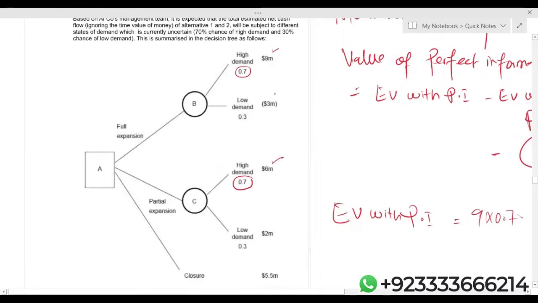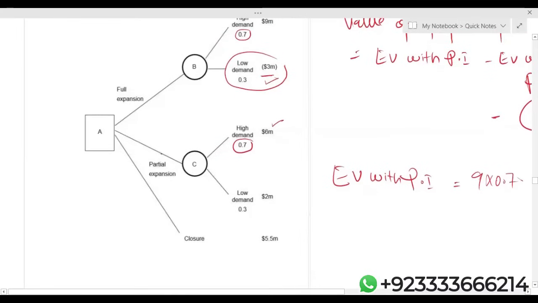Now let's talk about the 30% chances. Assuming we have the information, the demand is going to be low. Now listen, if demand is going to be low, in case of full expansion, I will be having a loss of 3 million.